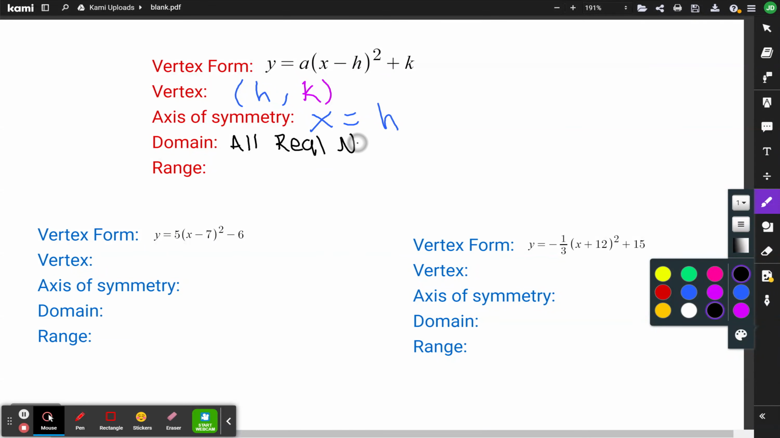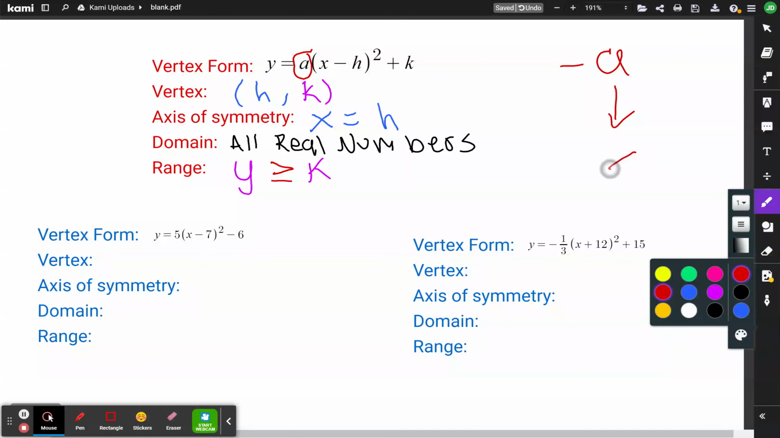All right, and then range is the y coordinate of the vertex. I'll explain this more in class, but our y coordinate of the vertex is k in this case. Your job is to figure out whether or not you need the greater than or equal to sign or the less than or equal to sign. That's done by looking at the a. If the a is positive, which this one is, you're going to do greater than or equal to. If you had a negative a, you would have done less than or equal to.